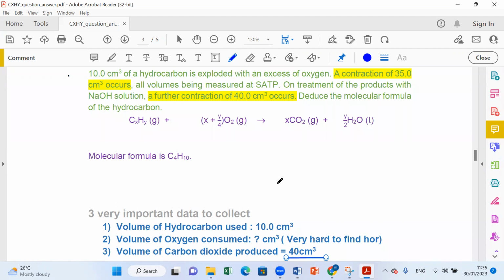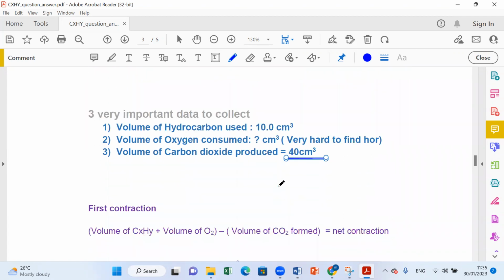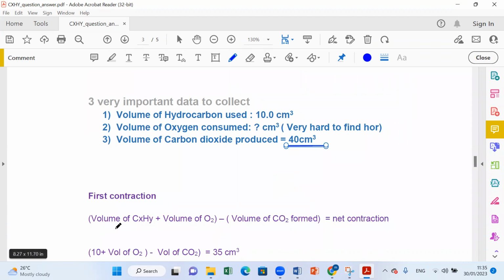Okay, so the first contraction, as you can see, right? I already did some working for you. The first contraction involves the loss of the volume of hydrocarbon and also the loss of oxygen consumed during the chemical reactions. So take note, anything lost, contract. Make sense? Because you use them, right? Then gone, right? So contraction lah.